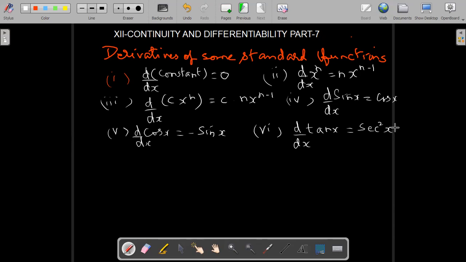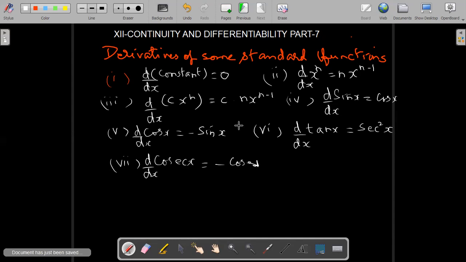So d by dx of tan x is equal to sec square x, and d by dx, means differentiation or derivative, of cosec x is equal to minus cosec x cot x.